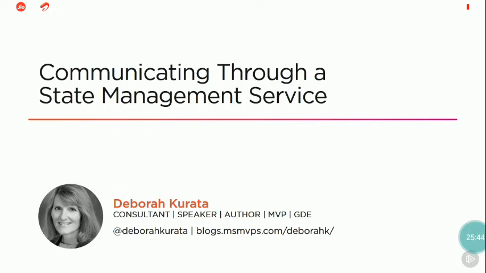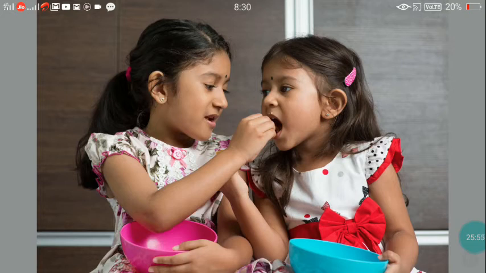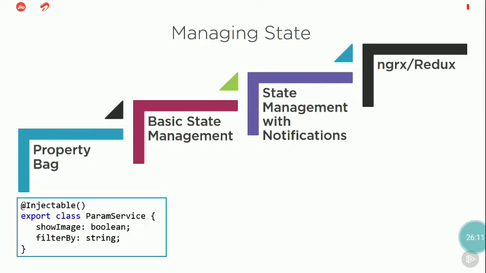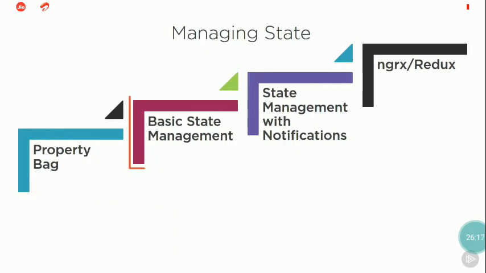Welcome back to Angular Component Communication from Pluralsight. My name is Deborah Kurata, and in this module we build a basic state management service. Communication is all about sharing. A service shares state information to communicate that information to the components of the application. Recall from the prior module that we identified several techniques for managing and sharing state. Then we examined a property bag service and how to use it to retain state in a set of properties. Now we'll move up the complexity scale and work through a basic state management service.